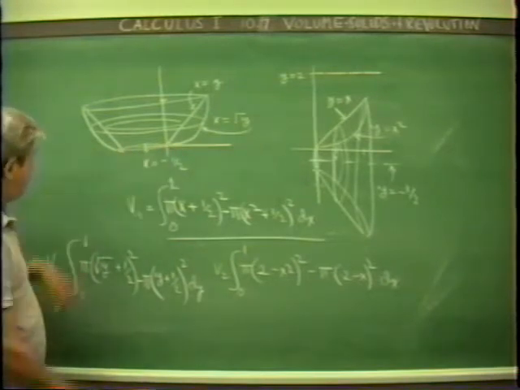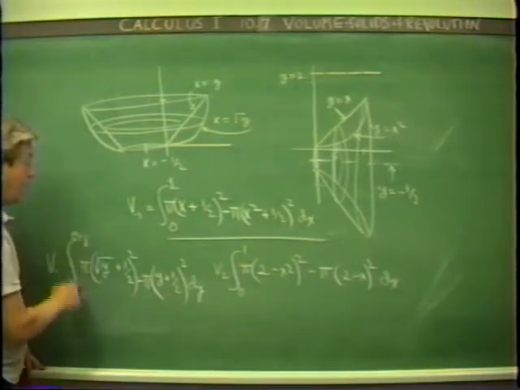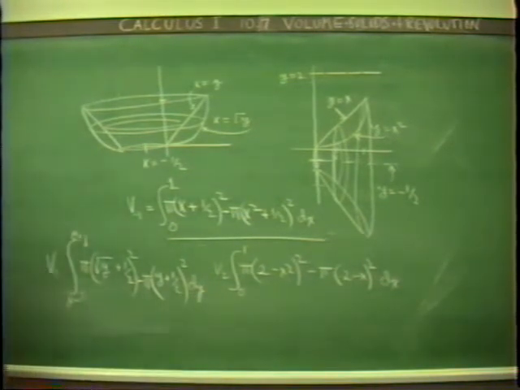Okay. This integral is going from 0 to 1, but that's from y equals 0, and sometimes that's written here from y equals 0 to y equals 1. If it's not written, it's always apparent from the dy.